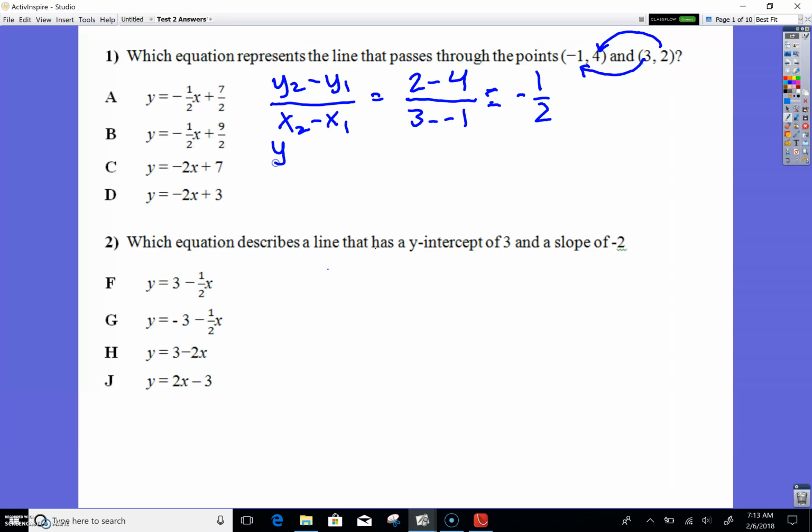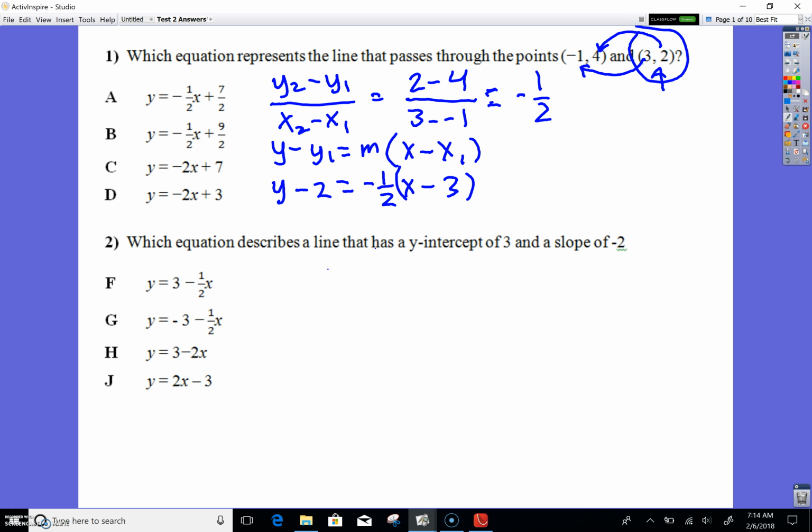Now you have to use the equation y minus y1 equals m times x minus x1. We only have to choose one of the points, so I'm going to choose this one. So y minus 2 equals m, which is negative 1/2, times x minus 3. I get it from these numbers right here. So y minus 2 is equal to negative 1/2 x plus 3 over 2.